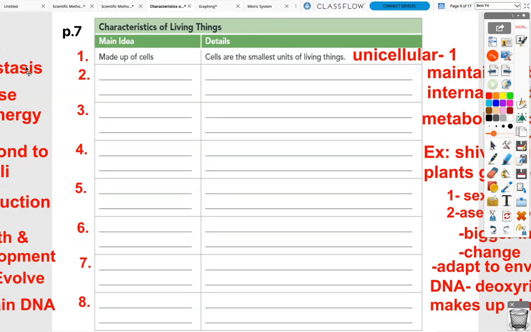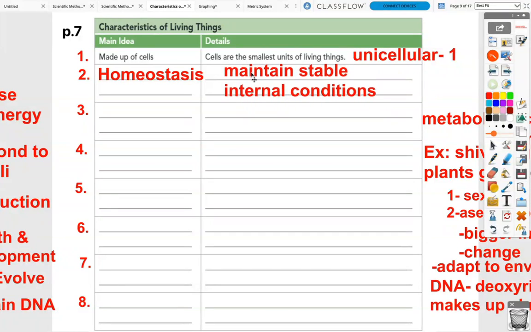The next characteristic of life, and you can really put these in any order. You don't necessarily have to put them in this order that I'm going through. But the next characteristic of life that I'm going to mention here is homeostasis. All living things have to be able to maintain a stable internal environment, or maintain stable internal conditions. What that means is that in your body right now, you are maintaining a stable temperature.